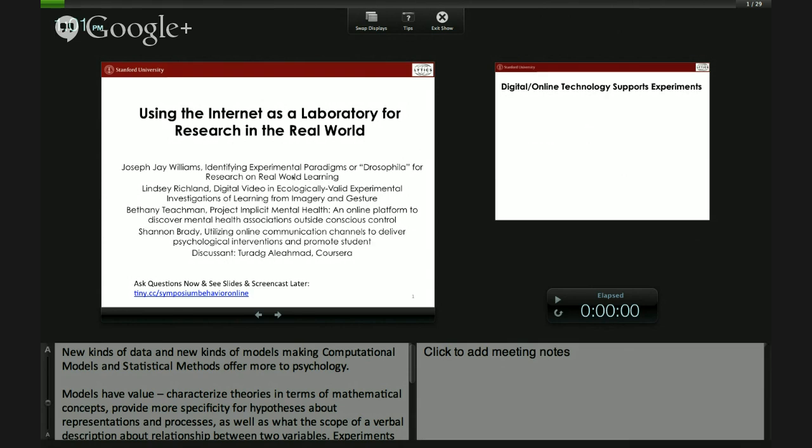Okay, so thanks everyone for coming. I think you know what session you're attending, and hopefully you might be interested in finding out why we're enthusiastic about the opportunities that digital resources provide for doing research in real-world contexts. One thing I'm going to mention, in the spirit of using digital resources to improve learning and dissemination of knowledge, is there's a link here to a Google document, tiny.cc/symposium behavior online.